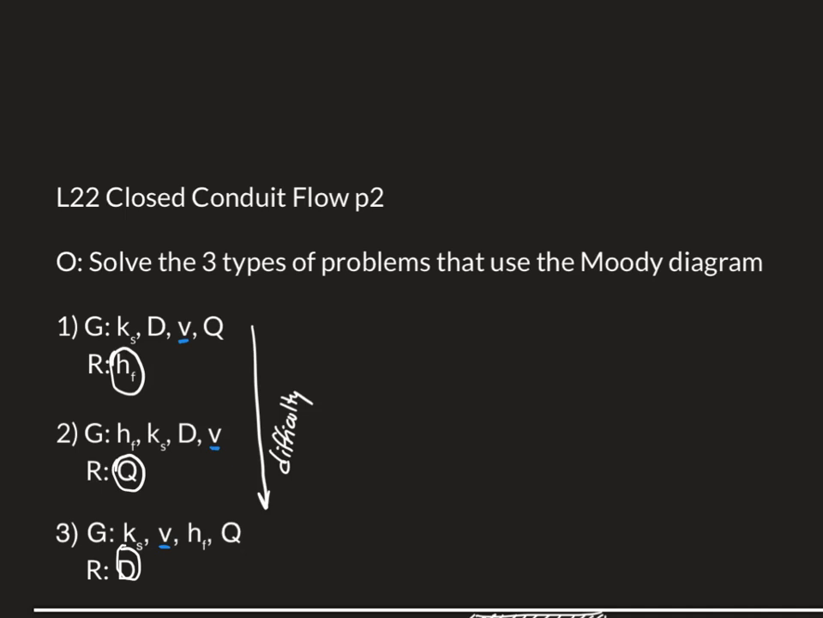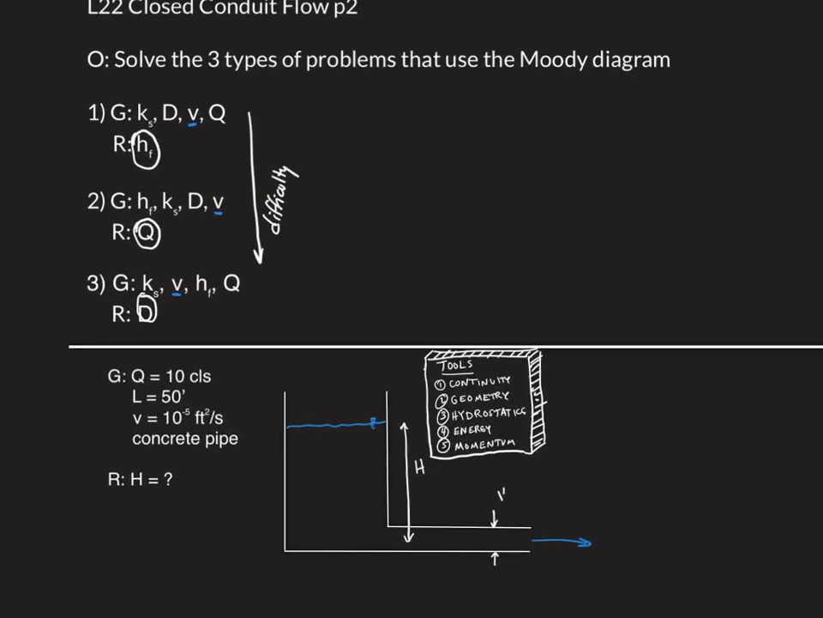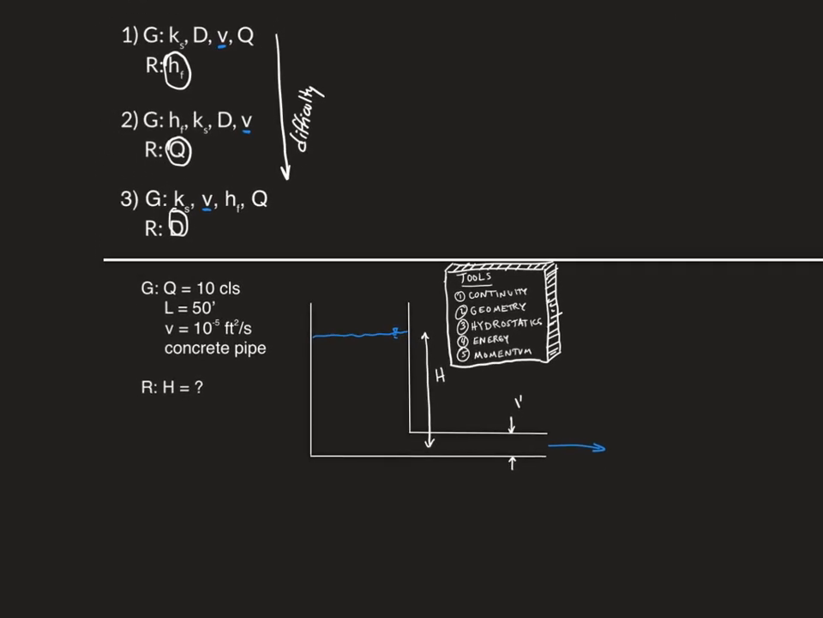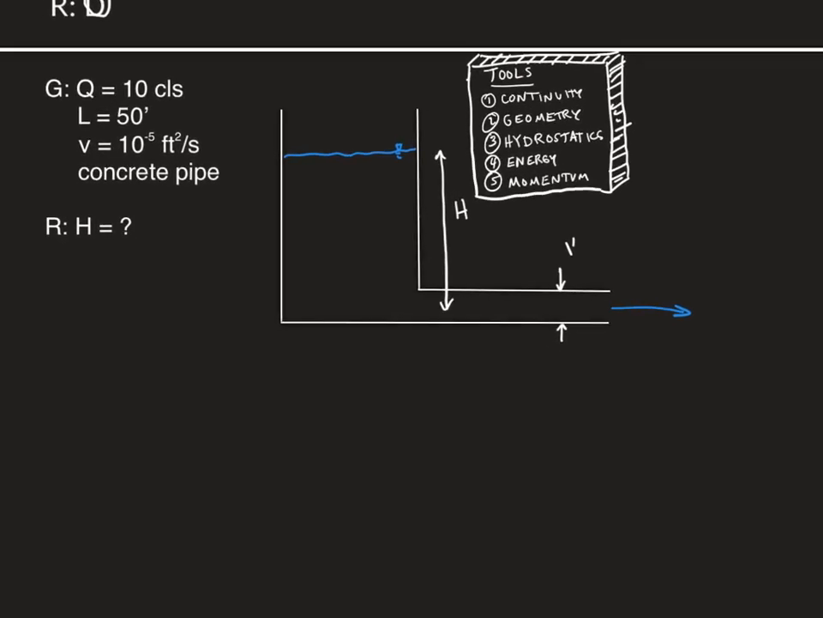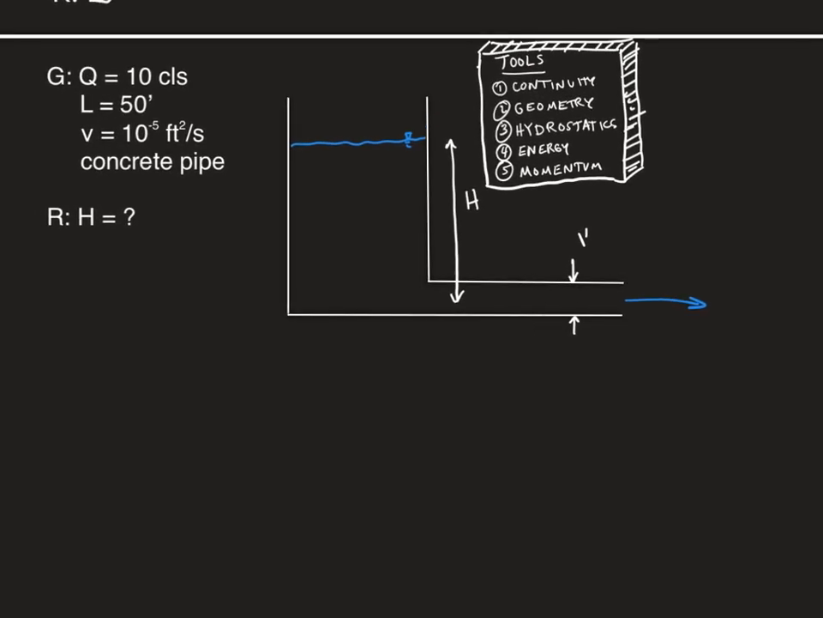All right, I'm going to start this off, and we're going to look at this first problem. I've already lined up the tools for you, and there are some givens here. We're given the flow rate. We're given the length of the pipe, from here down to here, about 50 feet. We know the viscosity of the fluid. I know it looks like a V, it's just my font. And this pipe is made of concrete.